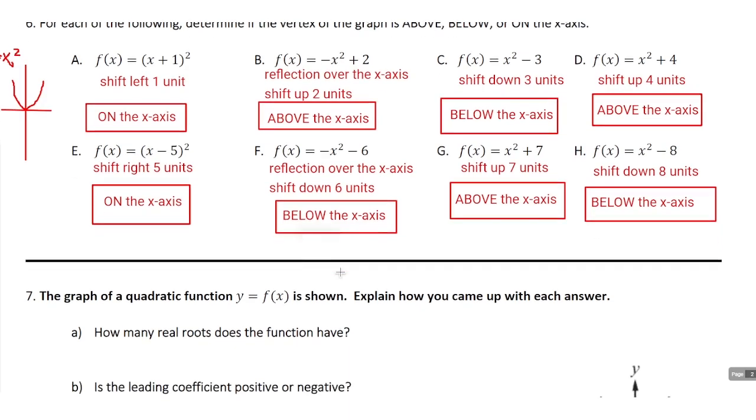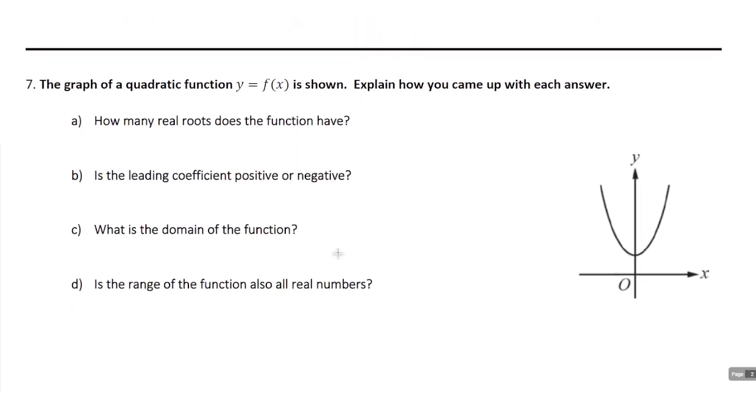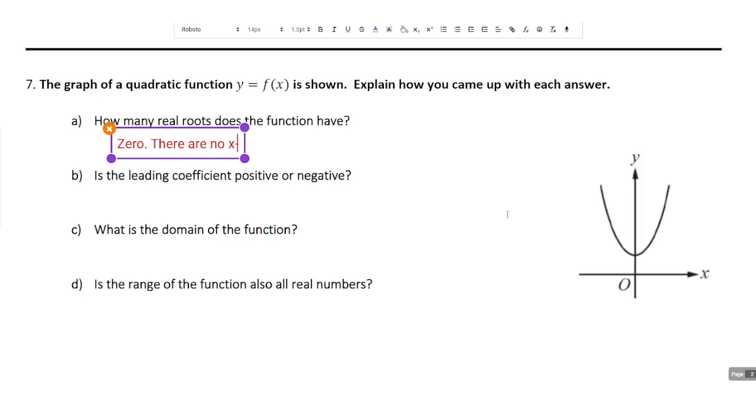All right. Number 7. It's our last problem. It's pretty short homework tonight, hopefully not too short. It says, the graph of the quadratic function is shown. Explain how you come up with each answer. The first one says, how many real roots does the function have? Well, notice there's no x-intercepts. So how many real roots? 0. There are no x-intercepts. It says, is the leading coefficient positive or negative? We can say the leading coefficient has to be positive because the parabola is opening up.